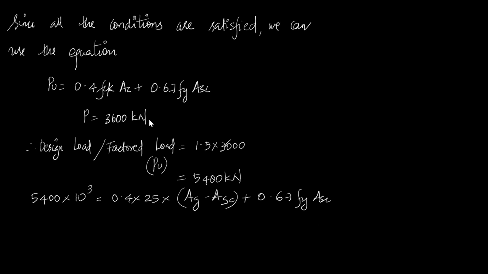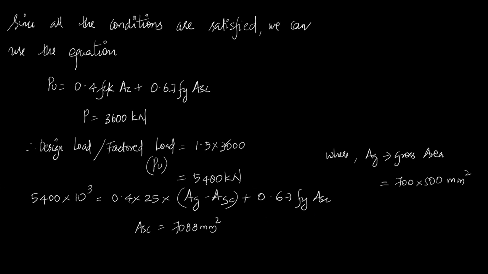So applying this, I can write AC is equal to gross area minus area of steel, isn't it? The total area I will denote by AG, that is your gross area, which is equal to 700 by 500 minus area of steel under compression will give you area of concrete, isn't it? Because when I am taking the cross section, gross area minus area of steel will be your area of concrete. So the only unknown value here is what? ASC, because all the other values you know. So from here you will get the value for ASC as 7088 mm square.